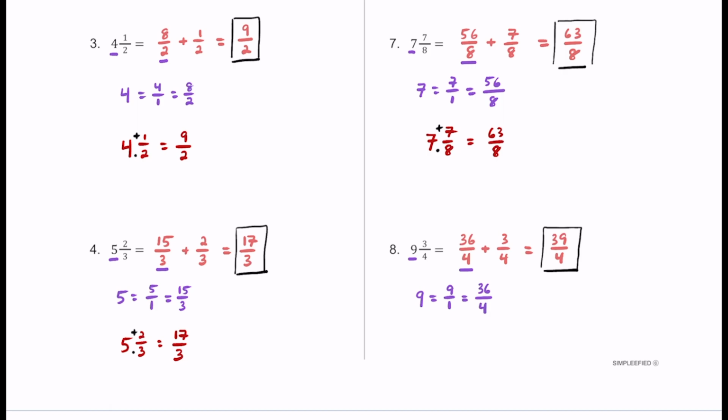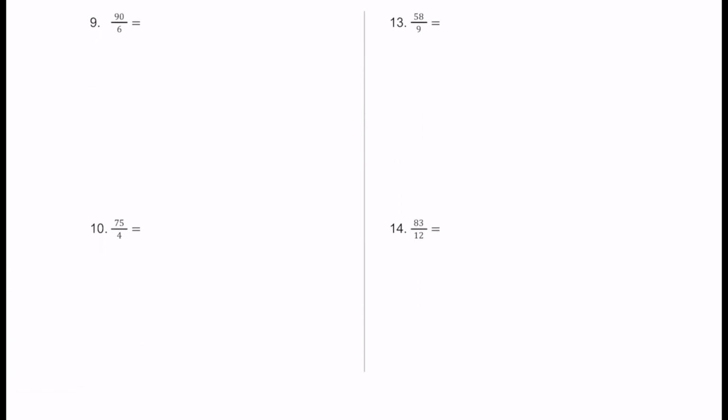And if you take a look at the 9 3/4 and you want to go ahead and use that shortcut, we'll multiply that 9 and 4 together. 9 times 4 is 36. 36 plus the 3 on top, that's going to be 39. So you also get 39/4 using the shortcut. All right, for number 9, let's take a look at this improper fraction of 90 over 6.